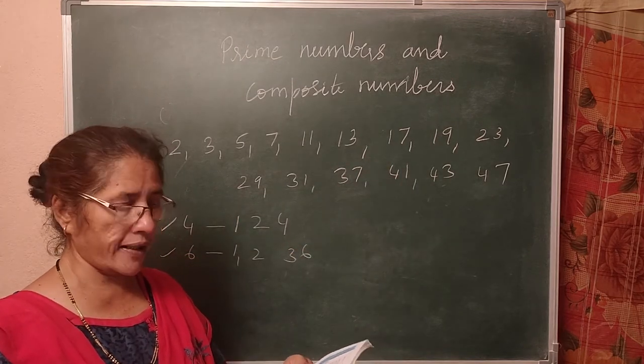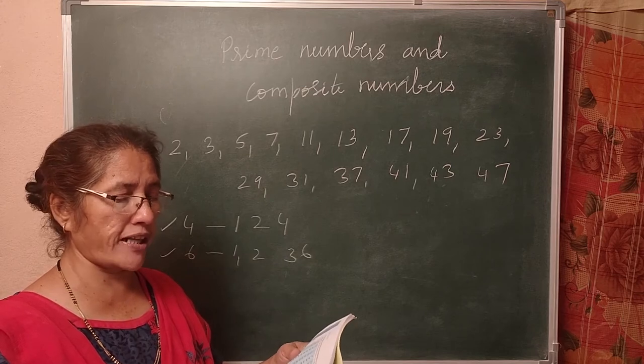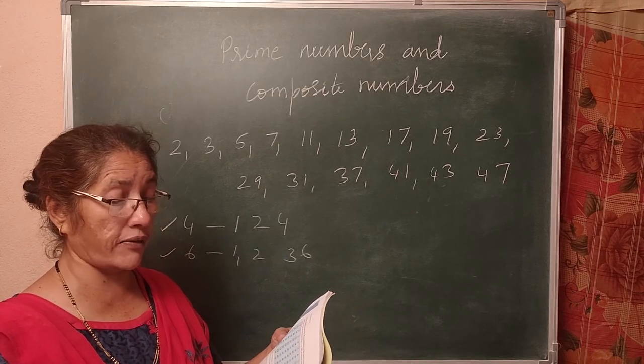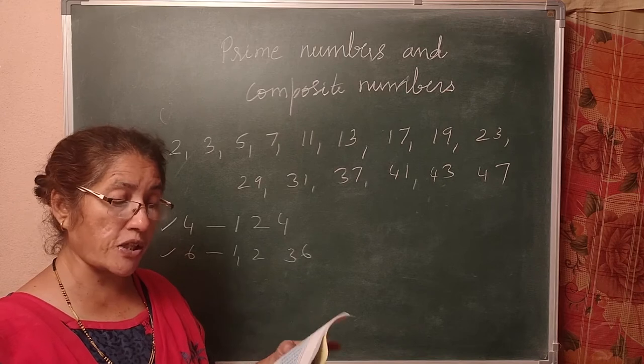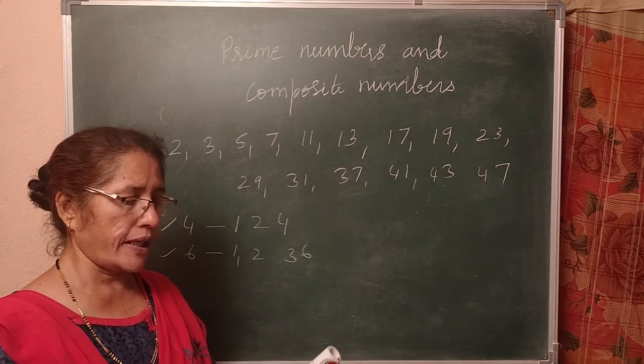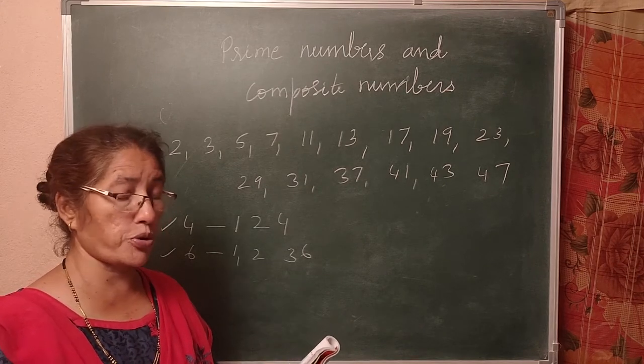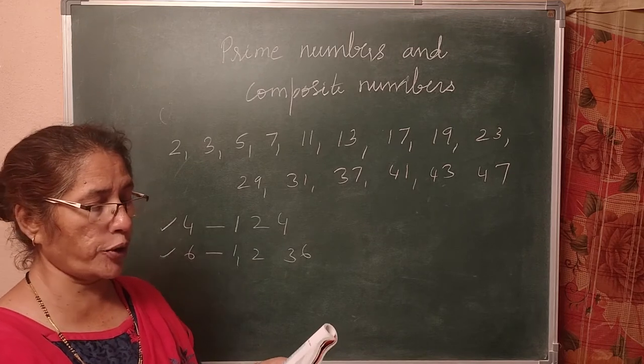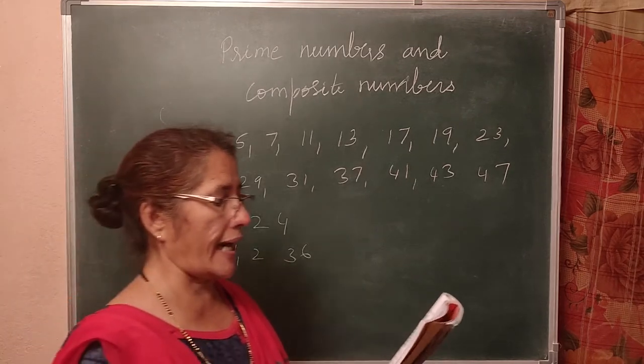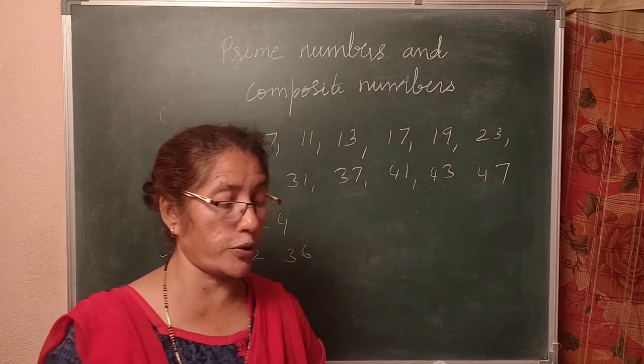Now, let us go to the next example. In the dark box they have given: 2 is the smallest prime number which is even. Every prime number except 2 is odd. Now, go to exercise 3.2 and let us try to answer all the questions.